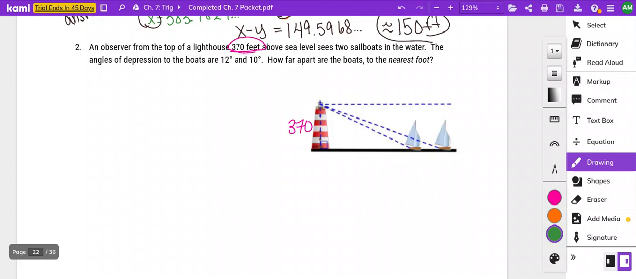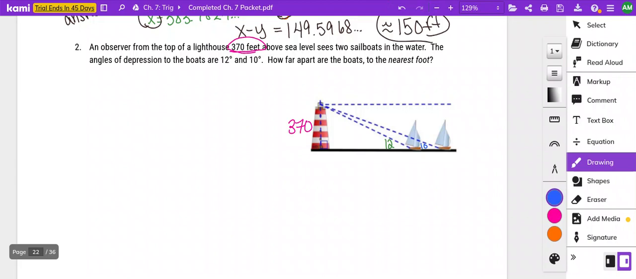To be honest, it doesn't really matter as long as you subtract and know that your answer should be a positive number. But technically, the larger angle would be more closer to the lighthouse if you want to make sure. All right. So remember that the angle of elevation and the angle of depression are the same. So I always put my angles in my triangles just like that.